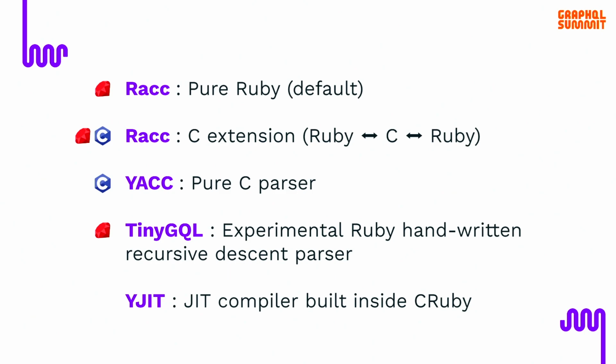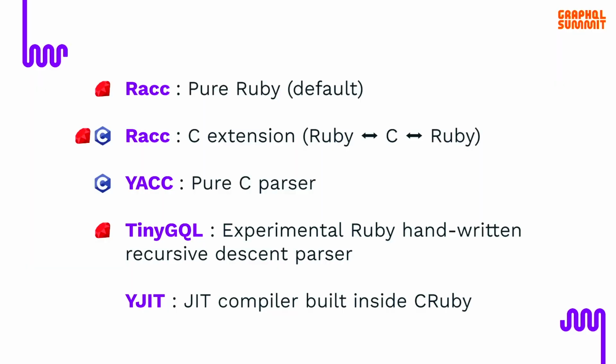Then you have Yacc, yet another compiler compiler. That's basically a pure C-based parser. The entry point is Ruby, but it's calling into a C extension, the parser, and all the logic to understand what to do next, like getting the next token, is all done within C. We also had someone at Shopify write Tiny GraphQL. It was an experimental, handwritten, recursive descent parser that we thought was very specific to our use case. So we thought, let's explore that.